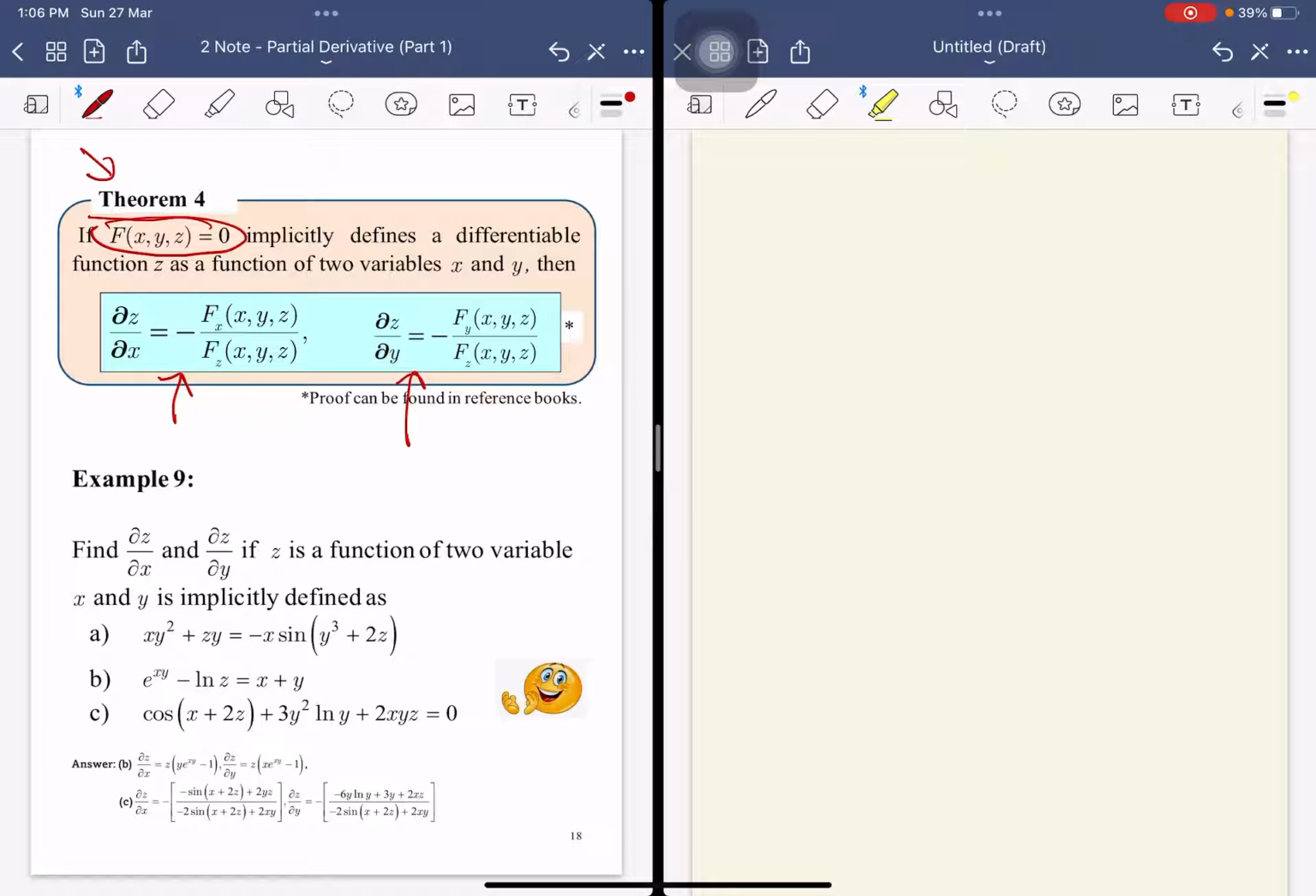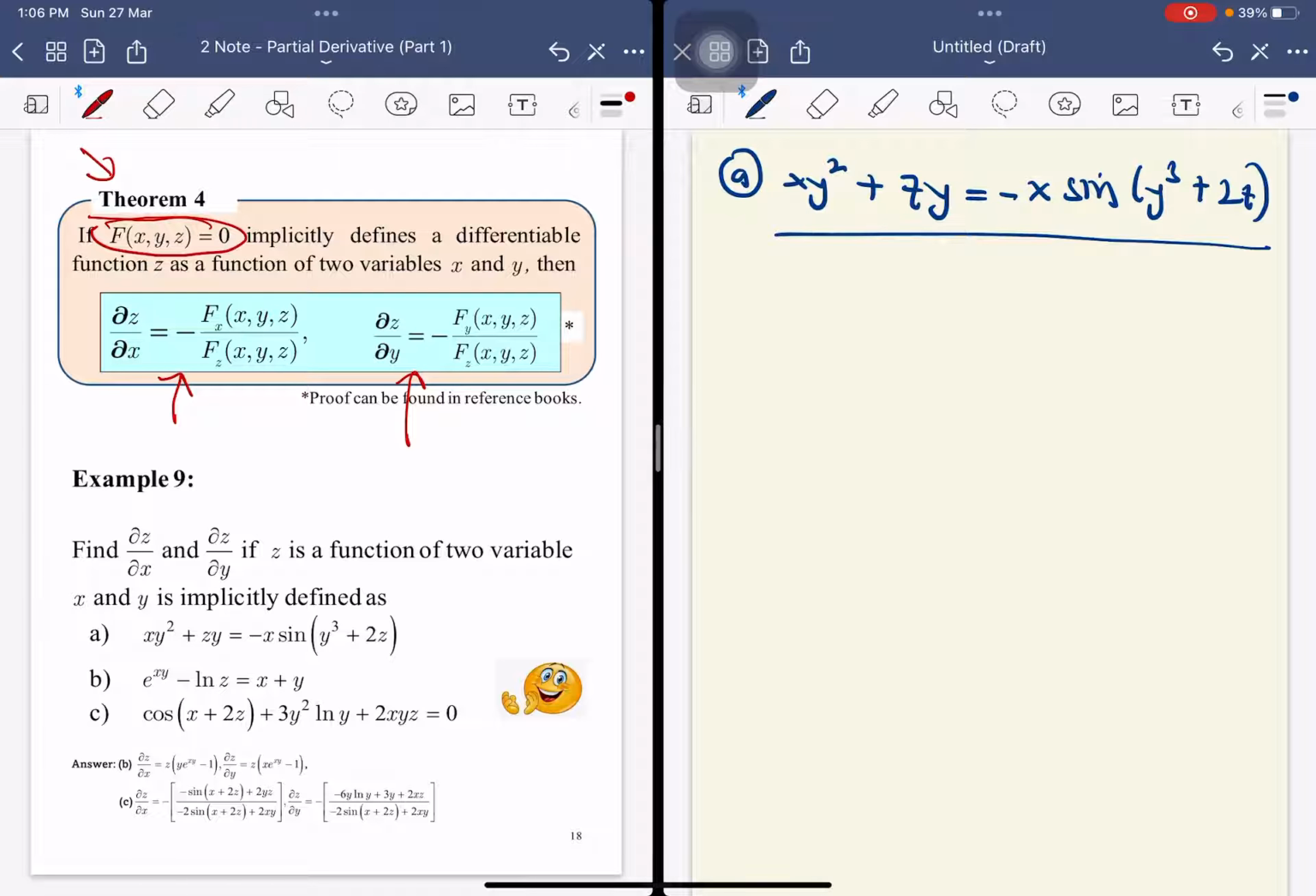From example 9, the first one, we have xy squared plus zy equal to negative x sine y to the power of 3 plus 2z. So this is the original function. Please bear in mind that the first step should be written like this: function of x, y, and z is equal to 0.